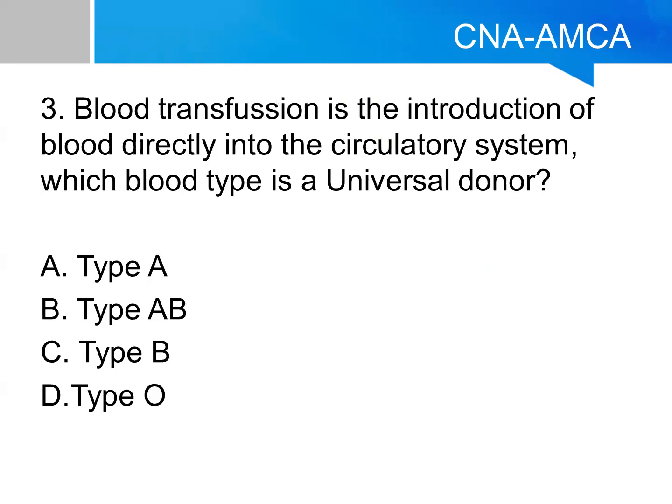Number 3. Blood transfusion is the introduction of blood directly into the circulatory system. Which blood type is a universal donor? A. Type A, B. Type AB, C. Type B, and letter D. Type O. What is the answer? Letter D. Type O.